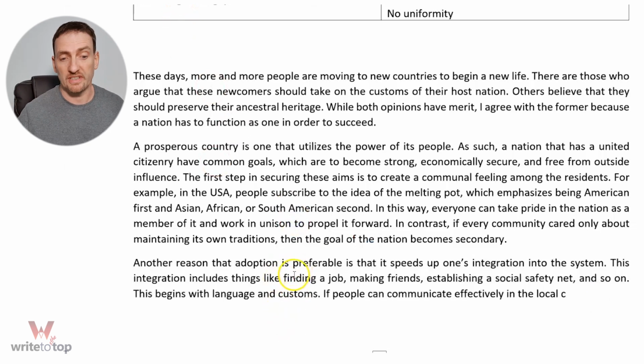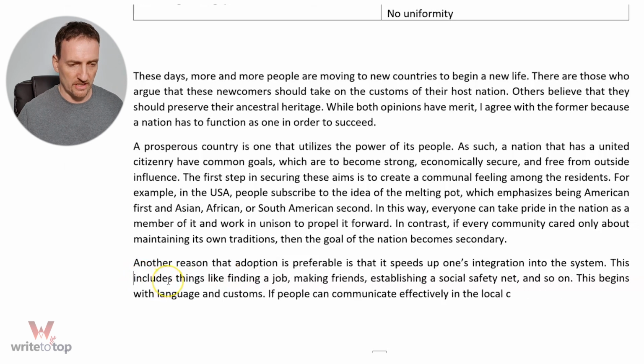Make it easier for myself to read. That's why I do the justified. Another reason that adoption is preferable is that it speeds up one's integration into the system. This includes things like finding a job, making friends, establishing a social safety net. For example, getting social security, making sure that your neighbors know who you are, so you're a little bit safer. Police can respond, ambulance can respond, etc. This begins with language and customs.